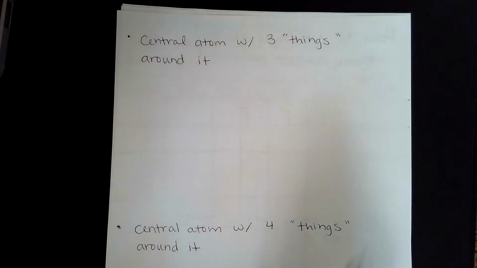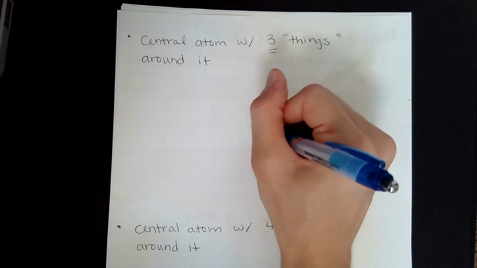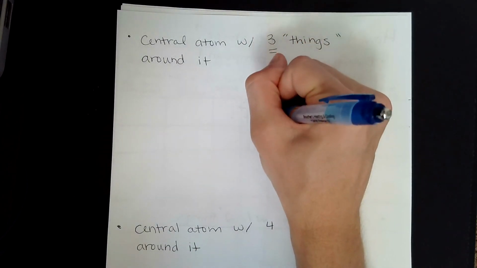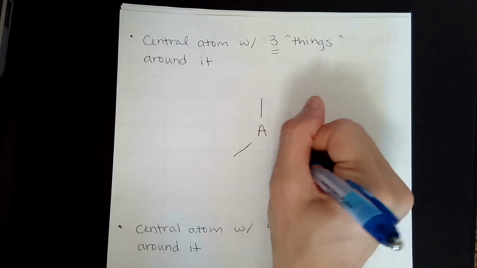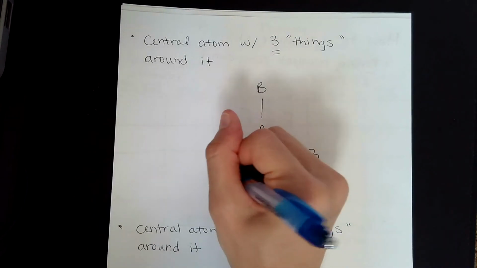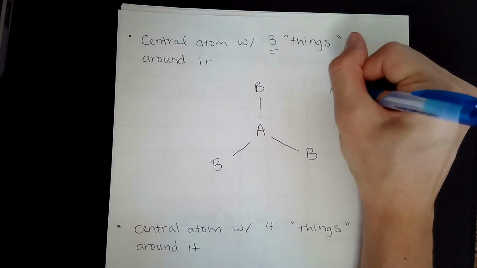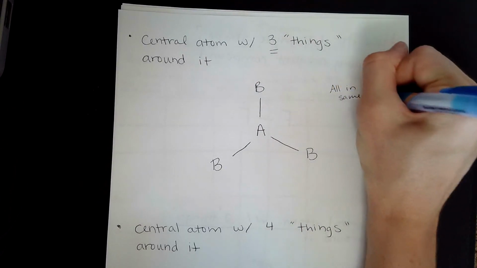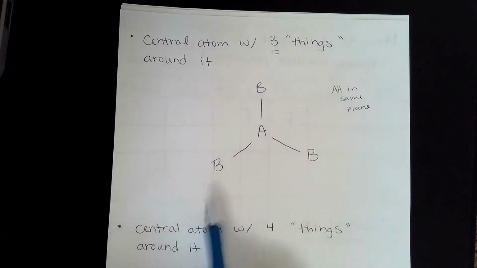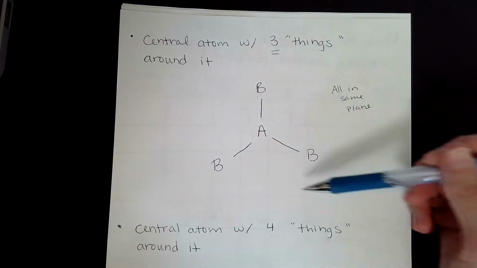Now let's add one more thing around our central atom. So if we have three things around our center atom, again I'm going to call that center one A, then those three atoms are going to stretch out in each direction as far apart as they can be from each other. Now, what you should know is that these are all in the same plane. What that means is that if we were to lie this flat on a table, nothing would stick up. They all lie within the same plane, kind of like this paper.